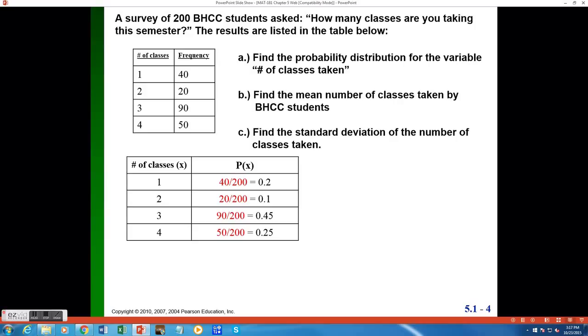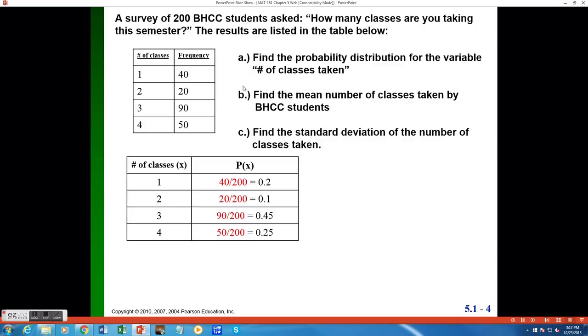In this video, we will take a look at an example of how to create a probability distribution, as well as finding the mean and the standard deviation of that probability distribution. Our example problem here takes a survey of 200 Bunker Hill students and asks them how many classes they are taking this semester. The results of that survey are given in the frequency table in the upper left corner.